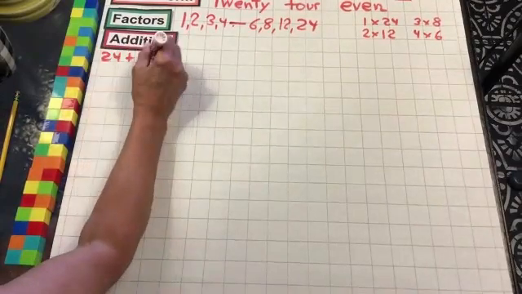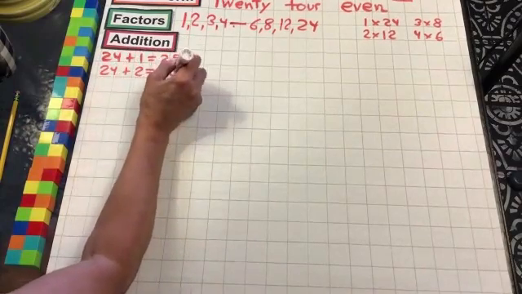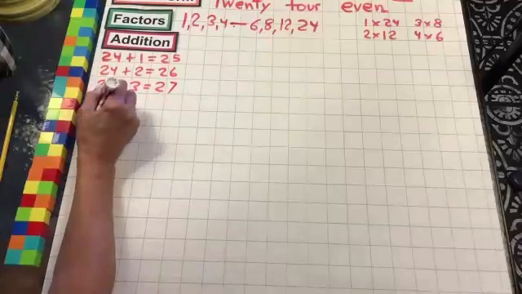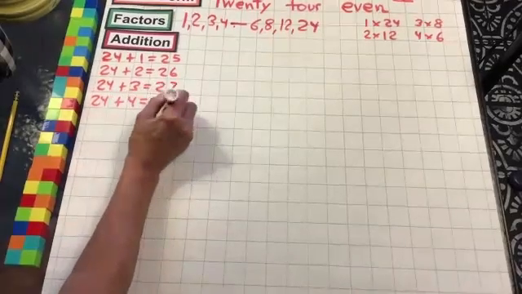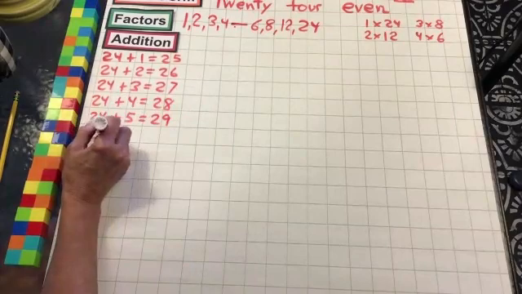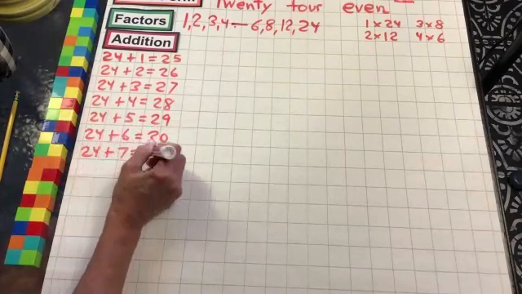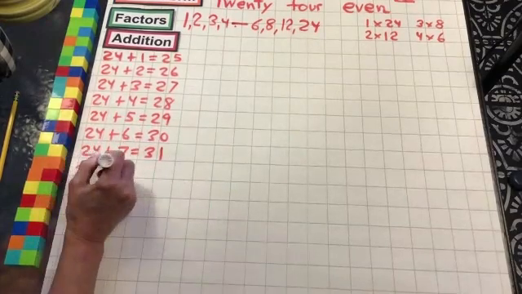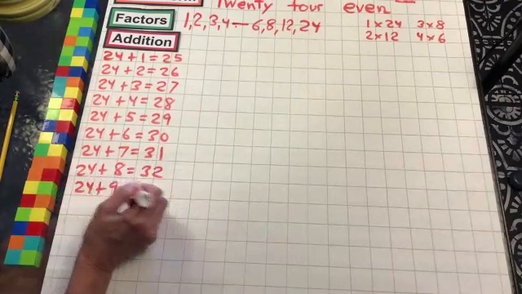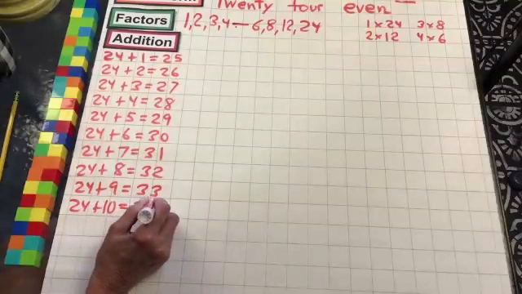24 plus 1 equals 25. 24 plus 2 equals 26. 24 plus 3 equals 27. 24 plus 4 equals 28. 24 plus 5 equals 29. 24 plus 6 equals 30. 24 plus 7 equals 31. 24 plus 8 equals 32. 24 plus 9 equals 33. And 24 plus 10 equals 34.